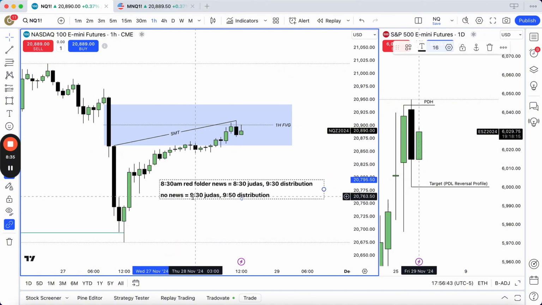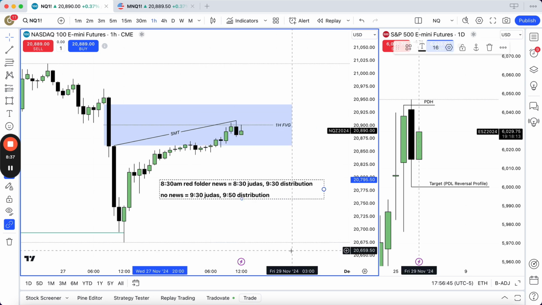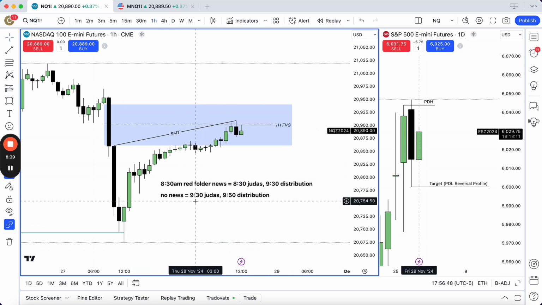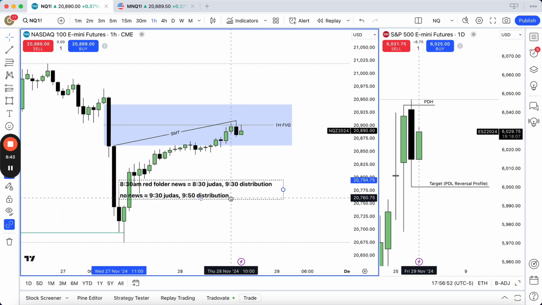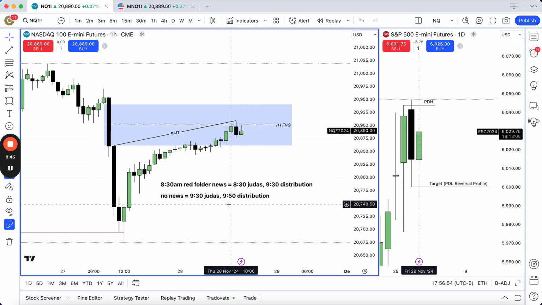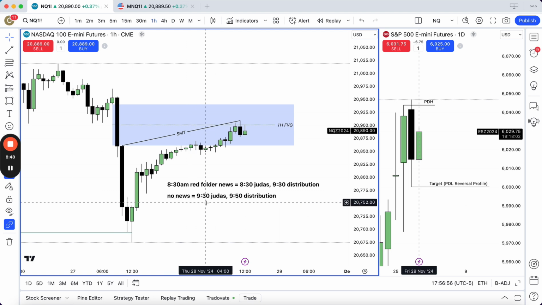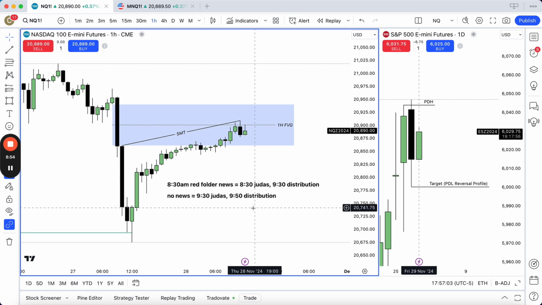When we have no news, this is the typical trading day. We can anticipate a 9:30 Judah swing and a 9:50 distribution. And that's exactly why I trade the 9:50 macro, because price manipulates at 9:30 into the opposite direction, and it's typically done between like 9:45 and 9:50, and then that's when price distributes into the actual direction that I anticipated.